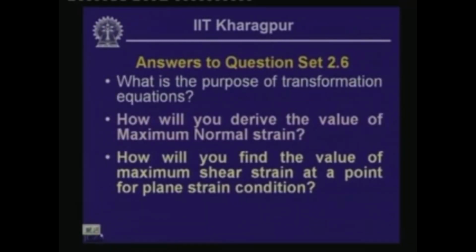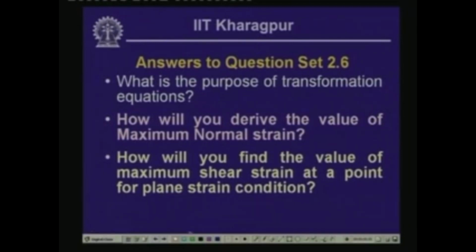Now, the second question was, how will you derive the value of maximum normal strain? Please note here that we are going to find out the value of the maximum normal strain. We had computed the value of normal strain at a particular point when the axis system is oriented at an angle of theta with reference to x and y. What we need to do is first find the value of the maximum normal strain and at which location that occurs.